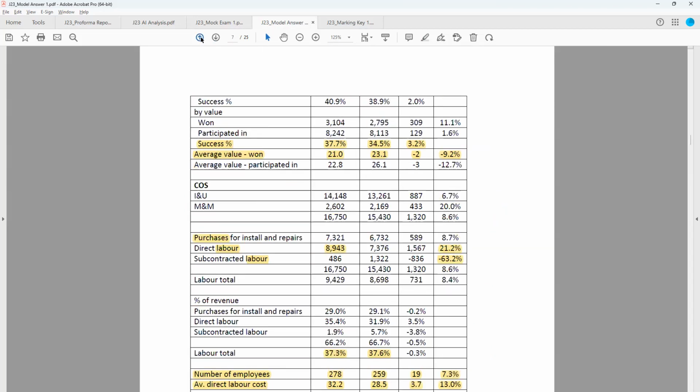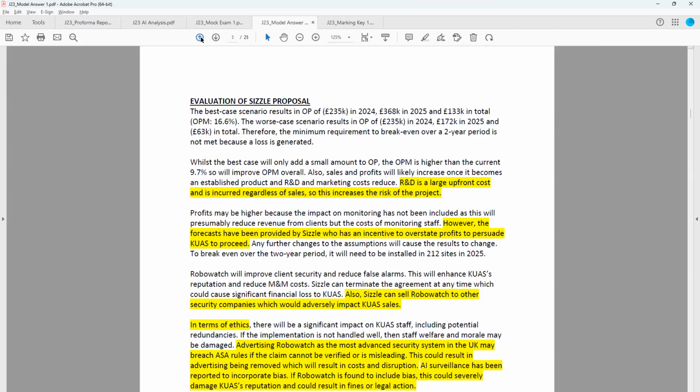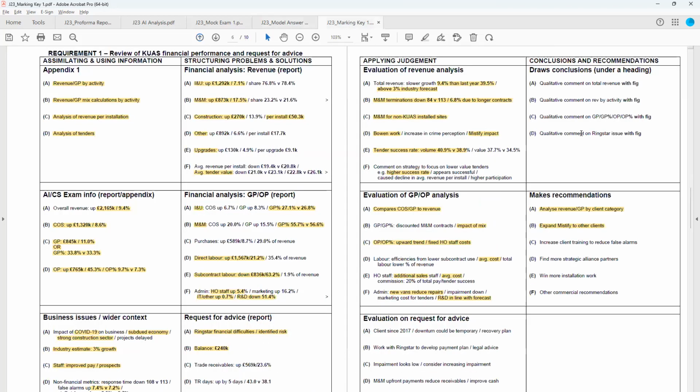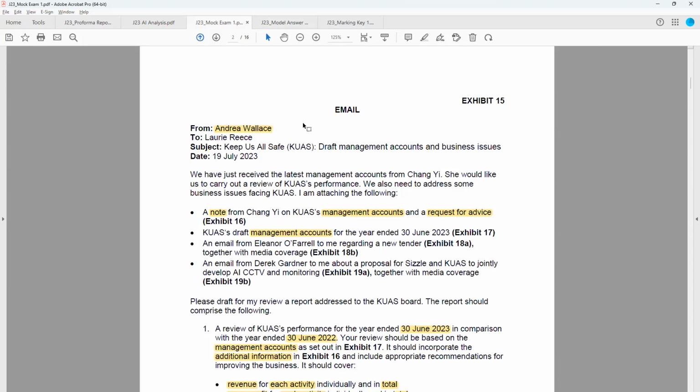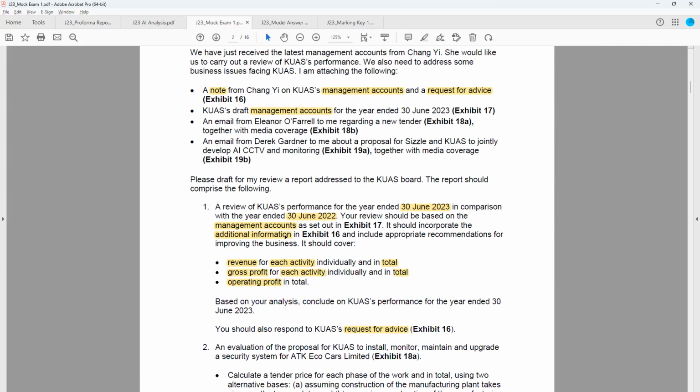And then of course we need to do the executive summary. So as we've discussed previously, a summary is inherently similar to a conclusion. If we're going to conclude on how KUAS has performed during the year, then of course we're going to comment on the main numbers we've been asked to: revenue, each activity in total; profit, each activity in total; operating profit; and a request for advice.